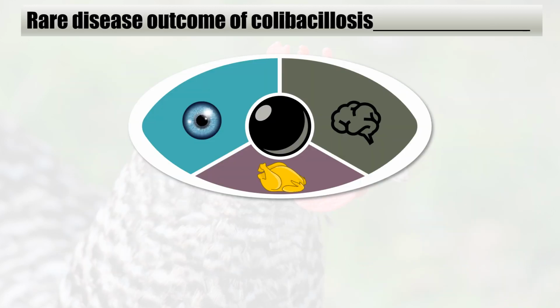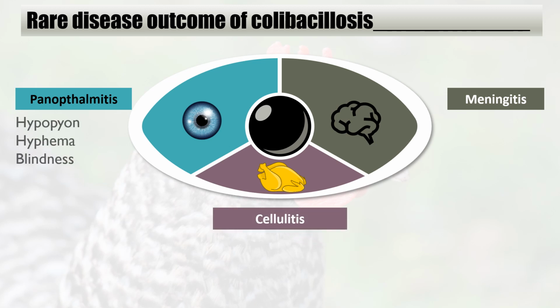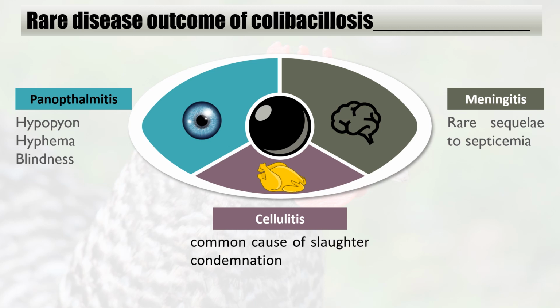Apart from above-mentioned disease entities, there are few rare outcomes of colibacillosis. They are panophthalmitis, meningitis, and cellulitis. In panophthalmitis, the birds show hypopyon and/or hyphema causing blindness. Likewise, meningitis is a rare sequela to E. coli septicemia. And finally, cellulitis is one of the most common causes of condemnation at slaughter in broilers attributed to colibacillosis.